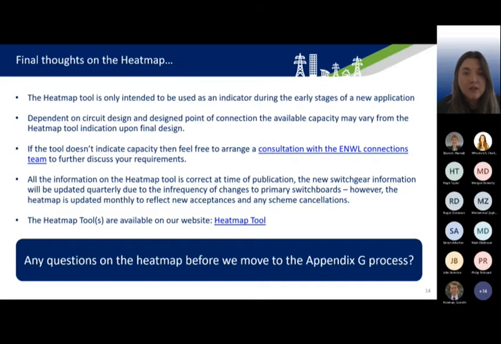So again, all the information in the heat map's correct when we publish it. We do update the heat map on a monthly basis, and the background information will reflect any acceptances that we've had in that month, but also any cancellations that we've had as well. And then we also update the new switchgear information quarterly. The reason for doing that quarterly is purely because we don't go around changing switchgear very frequently. So we deem that it's frequent enough to do that on a quarterly basis.